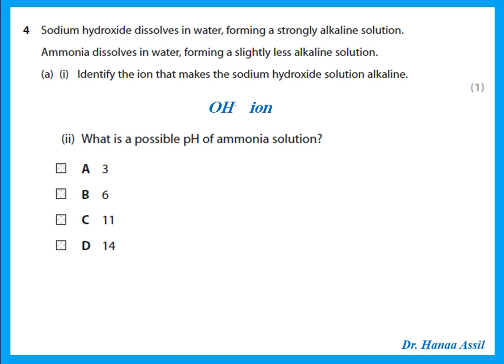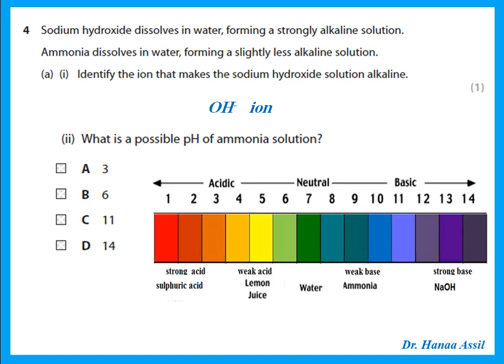What is the possible pH of ammonia? Well, you should remember these. We have examples of neutral. We said if something is neutral like water, it would have a pH of 7. Anything less than 7 is acidic. Anything more than 7 is basic. Now, what is ammonia? You should remember that ammonia is a weak base.